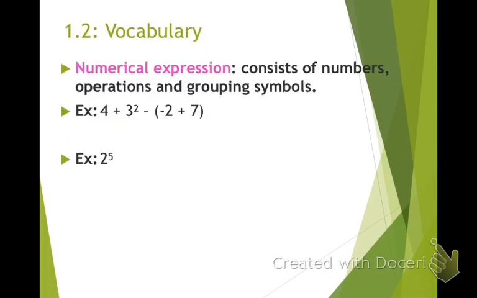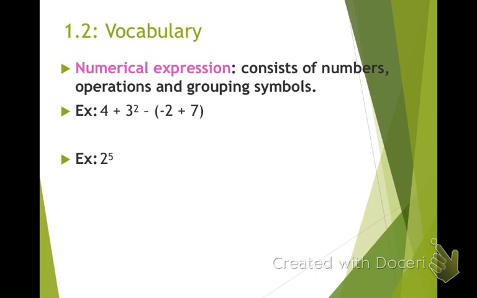A numerical expression consists of numbers, operations, and grouping symbols. So, a couple different examples. You have one that's pretty extravagant with 4 plus 3 squared minus the parenthesis of negative 2 plus 7. Okay, where there's a lot of things going on. You have grouping symbols, you have exponents, and then you have just regular operations with adding and subtracting.